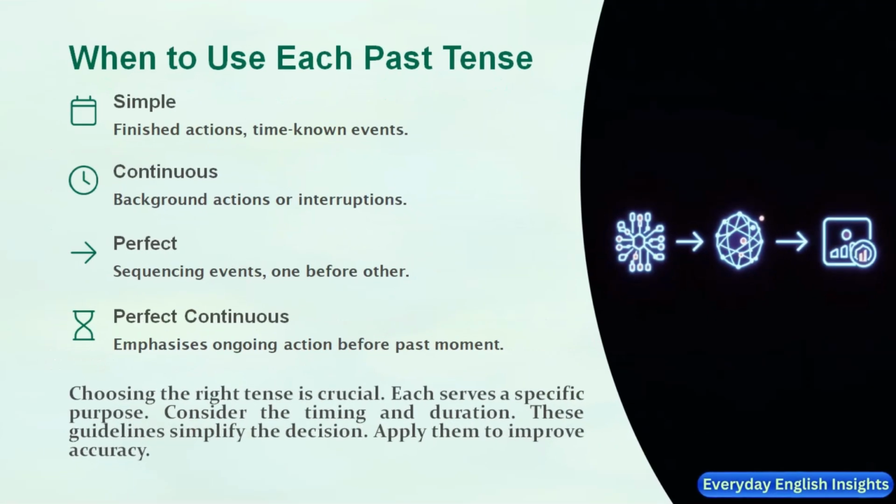Confused about when to use which tense? Here's a guide. Use past simple for finished actions with known time. Use past continuous to set the scene or show interrupted actions. Use past perfect to show one action happened before another. Use past perfect continuous to highlight how long an action lasted before something else happened. Choosing the right tense gives clarity to your timeline and message.